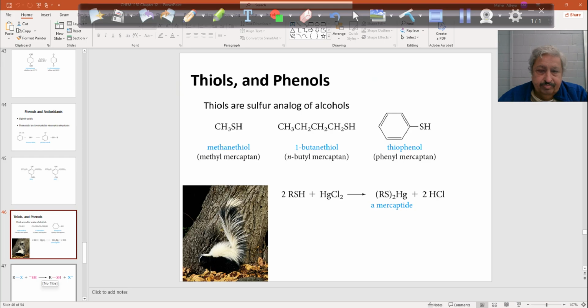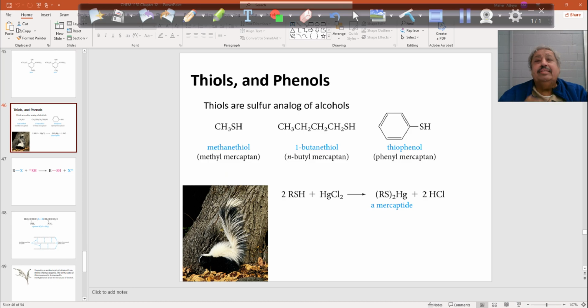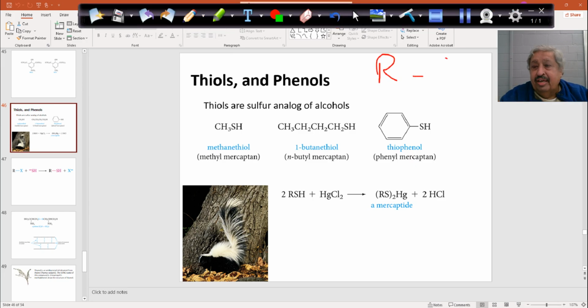Here's an example. A skunk is a very typical animal that gives off thiols, or we call them mercaptans. The commercial name of the thiols is mercaptans, and they stink. So it protects itself by spraying this type of very, very bad smelling compound, thiols or mercaptans. Anything related to SH is a thiol.